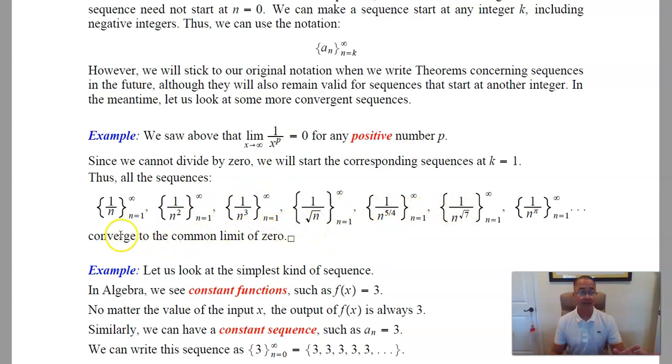As n gets bigger and bigger, n is in the denominator of this fraction, and the power of n in the denominator is a positive number. So as n gets bigger and bigger, that power also gets bigger and bigger. Even though it's square root of n, that still goes to infinity. And so the reciprocal, 1 over n to the p, has limit of 0.